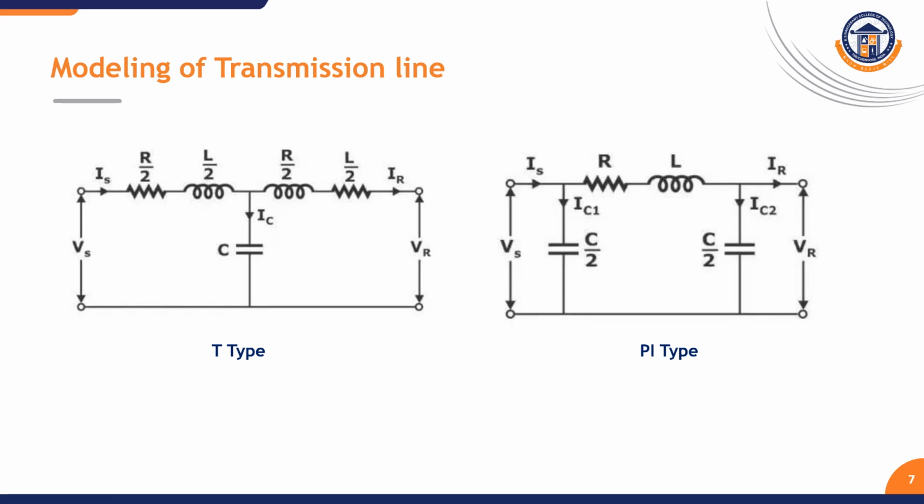For the pi type, the resistance and inductive components are represented as the whole amount, but the capacitance is split in half on the two sides, C by 2 and C by 2. Here IS is the sending end current and IR is the receiving end current, and similarly IC1 and IC2 are the capacitive currents flowing through the pi type network.